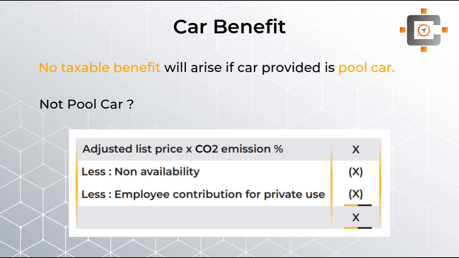That adjusted list price is multiplied by the CO2 emission rate. Now students, once again, if you don't know the CO2 emission rate percentage and how to calculate it, then please message me personally. I will give you the whole detailed video on calculation of CO2 emission percentage. I will guide you and share one video, but right now it's not possible to teach that aspect in detail. But students, I hope that you know already. Once you do that, there are two simple deductions: non-availability deduction and contribution deduction. And finally you will get your car benefit amount.